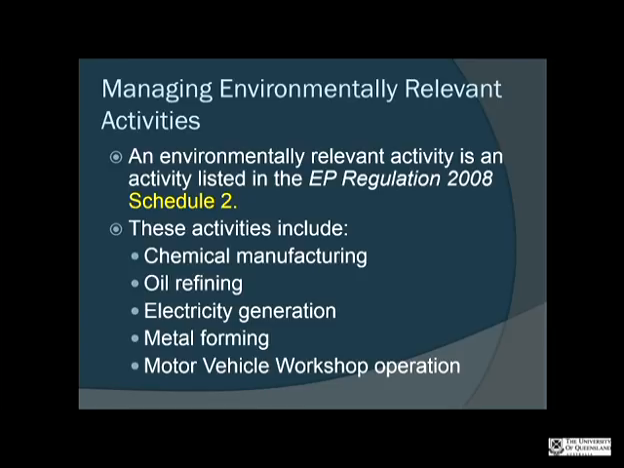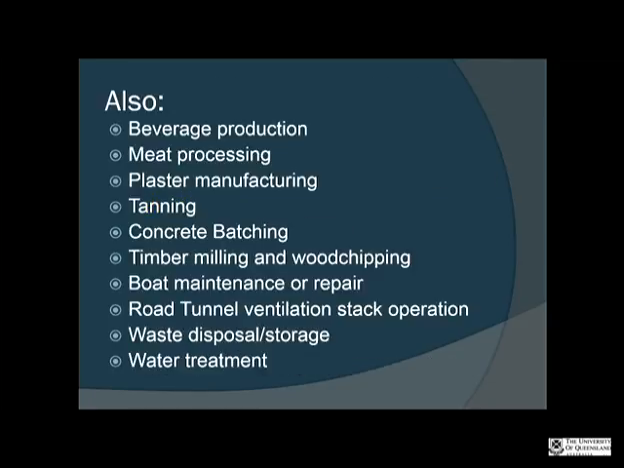So an environmentally relevant activity is something listed in the regulations in Schedule 2. So there's a long list of different activities and what volumes or quantities they need to be in order to trigger being an environmentally relevant activity. So chemical manufacturing, oil refining, electricity generation, metal forming, motor vehicle workshops. You remember there was that prosecution back in the third lecture for the planning series. We looked at that business that was prosecuted, and one of the grounds was that they were operating a motor vehicle workshop, which was an environmentally relevant activity, and they weren't holding an approval for it.